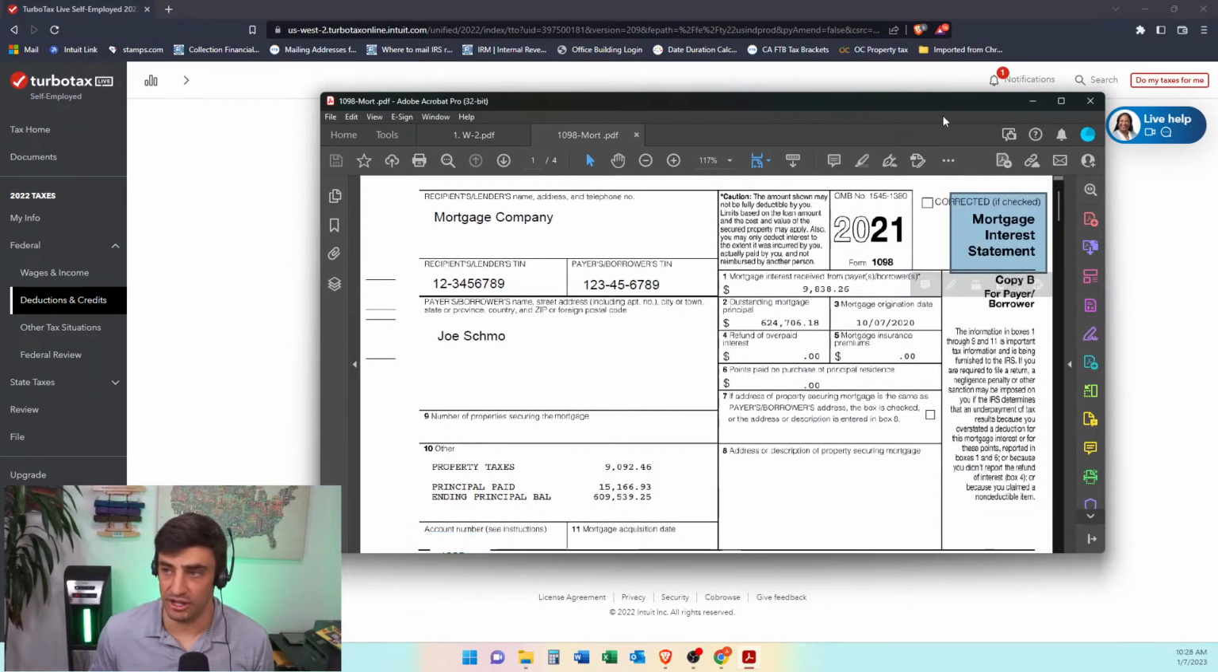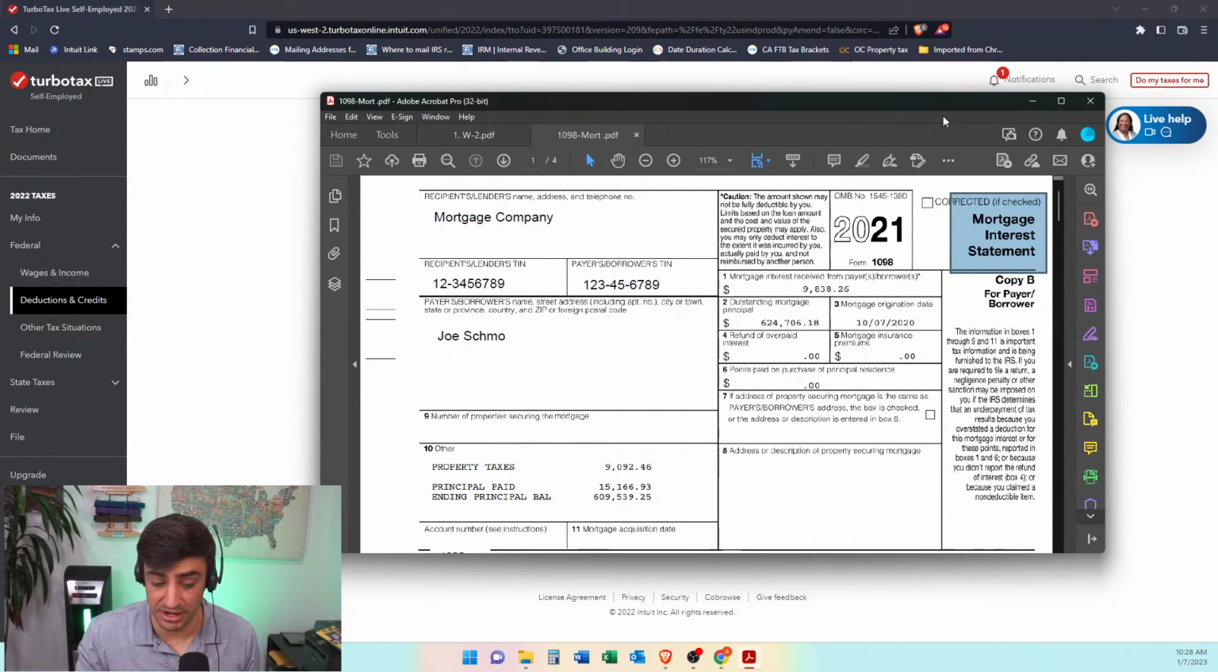So if you have a loan, you have a mortgage, make sure you do not do your taxes until you get this 1098 form. This is super important because you will get deductions. I'm biting my lip on this. You might get deductions, because the itemized deduction has to beat the standard.